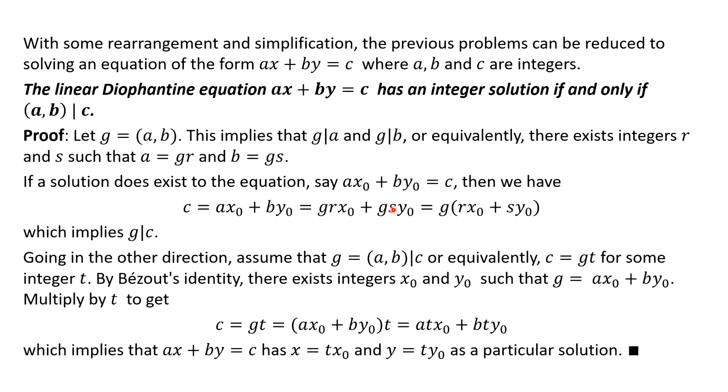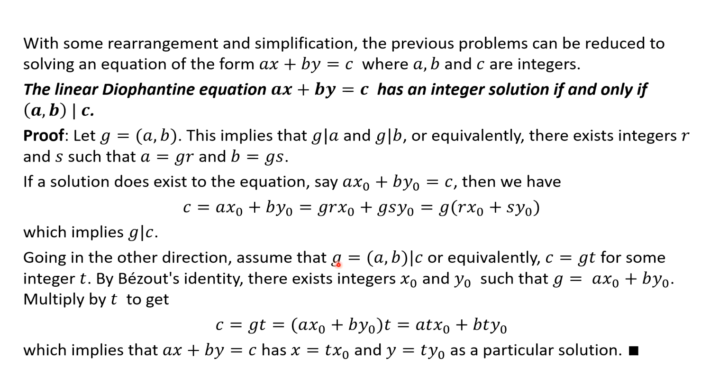Put in gr here and gs for b, and then you can factor the g out, and then you basically have c is g times some integer, which implies that the GCD of a and b divides c. So that's forward.